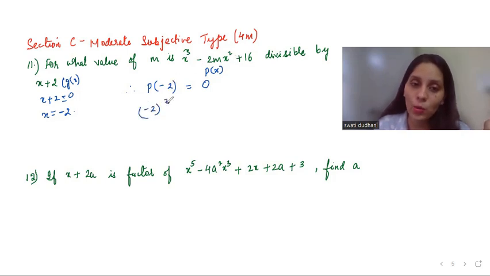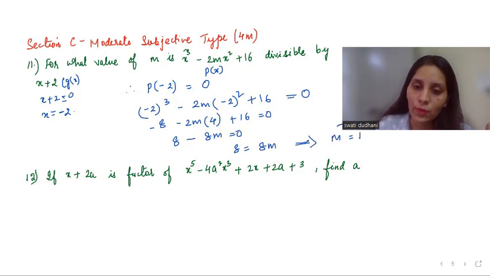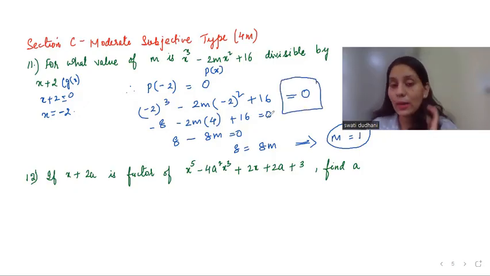So minus 2 whole cube minus 2m into minus 2 whole square plus 16 equal to 0. Minus 8 minus 2m into 4 plus 16 equal to 0. So 16 minus 8 is 8, minus 8m equal to 0. So 8 equal to 8m and hence m equal to 1. Since it was a divisibility, it was a factor, I equated this to 0. Very important: the steps for factor and remainder theorem remain the same.